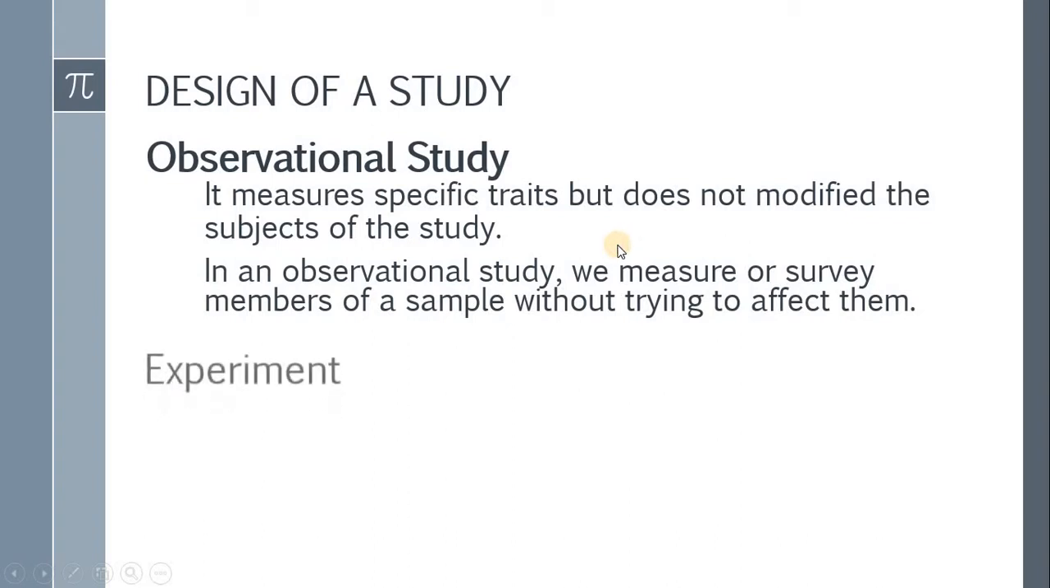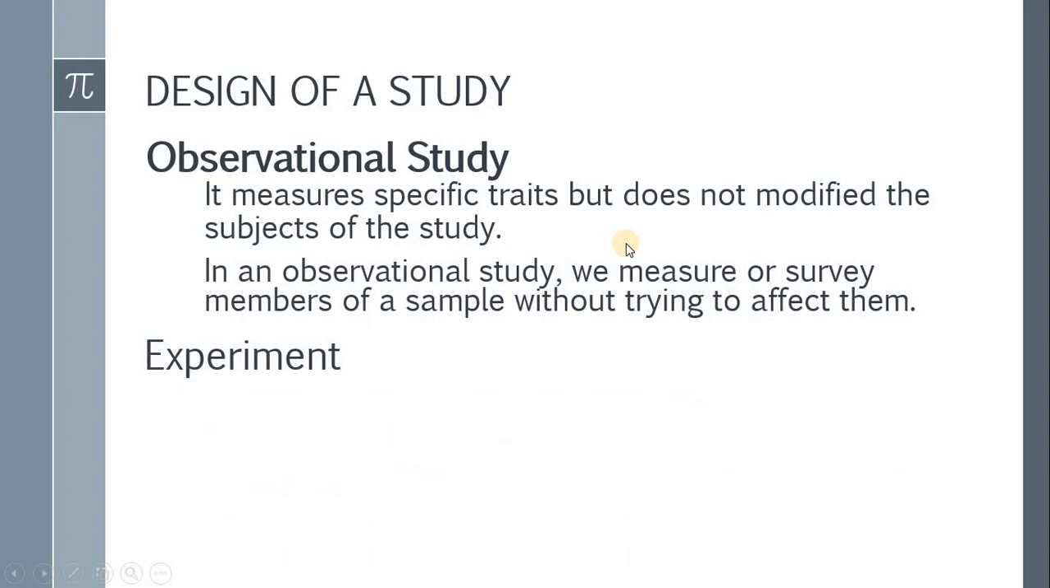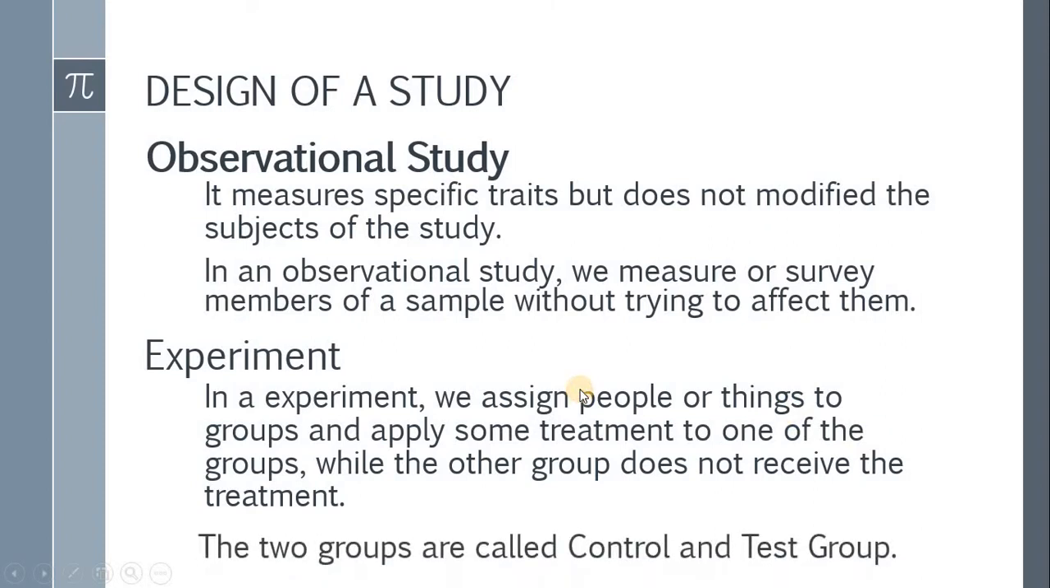Okay? The second one is experiment. So experiment ay kabaligtaran ng study. In an experiment, we assign people or things to group and apply some treatment to one of the groups, while the other group does not receive any treatment. And yung dalawang group na yun, tinatawag natin control and test group.